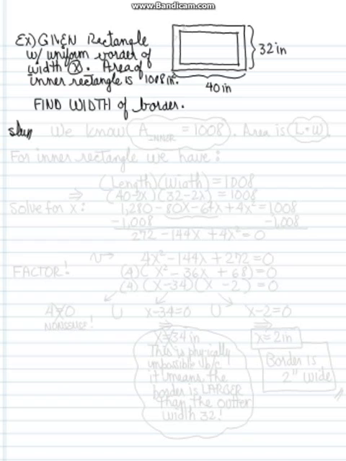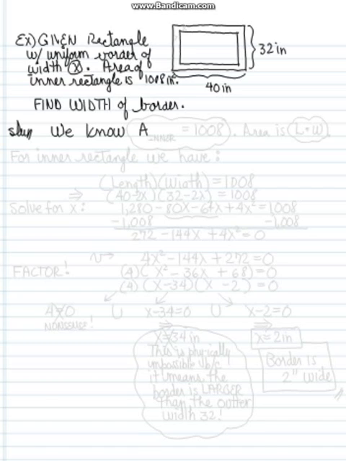of the border. So I've drawn this, and you see that the bottom of the larger rectangle is 40 inches, and so that's the length equals 40 inches, and the width equals 32 inches. Find the width of the border. Okay, this is a little complicated. What do we know? What do we know? Well, they told us something about the area of the inner rectangle.